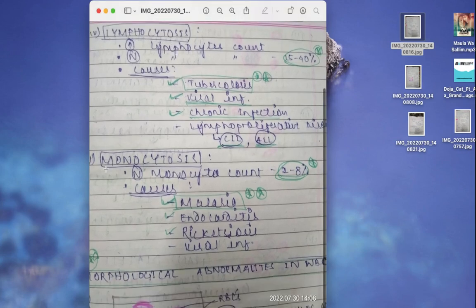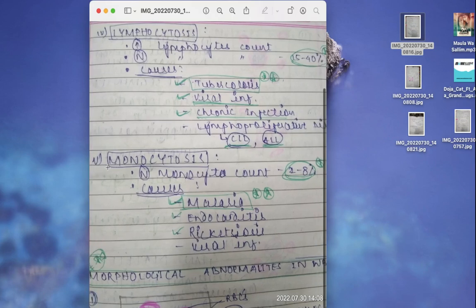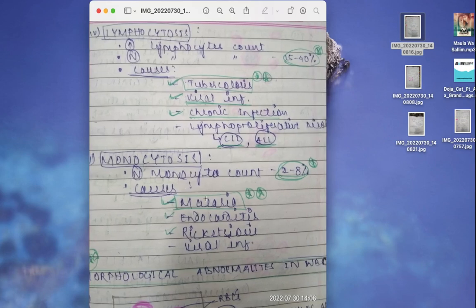lymphocytosis. Okay, moving on to the last part, that is monocytosis. Monocytosis is an increase in monocyte count. The normal monocyte count is 2 to 8%, so you'll see 2 to 8 out of 100 in a blood smear. So causes, now this you have to remember, malaria. M for malaria, M for monocytosis. So monocytosis, the only M among the WBCs. So it is seen in malaria. Wherever you see a large number of monocytes, just think of malaria.